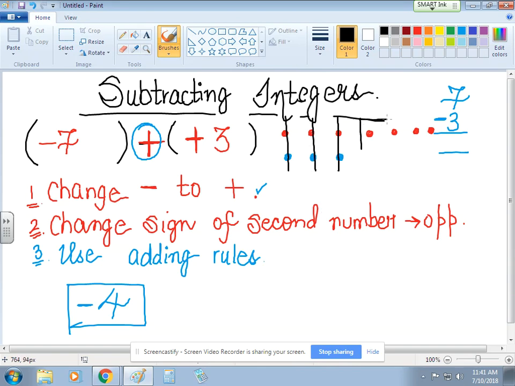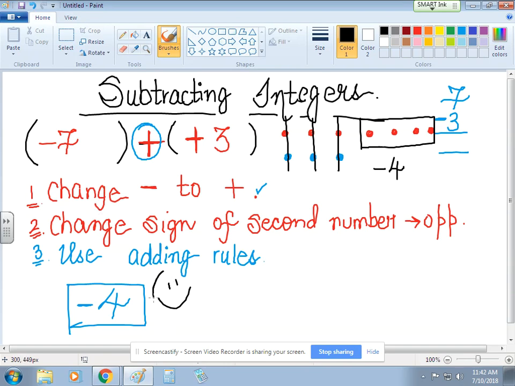So what are we left with? We are left with 4 counters, which are red in color. So my answer is -4. Is this what I got earlier when I just used simple math and not manipulatives? Yes, my manipulatives and my math answers are both the same. So it looks like we are doing it correctly.